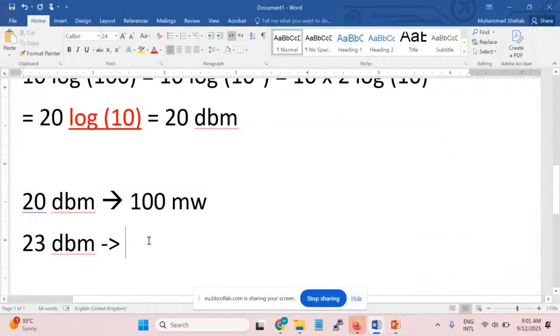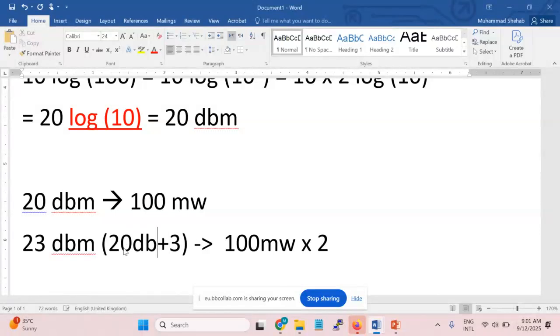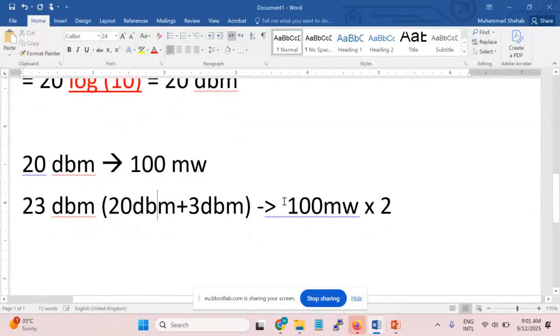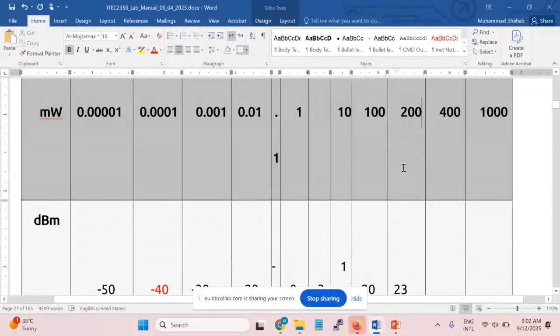So 20 will give me 100 milliwatt, times 2. Why times 2? Because this 23 is 20 dBm plus 3 dBm. So if 20 dBm gives me 100 milliwatt, the addition of 3 in dBm means multiplication by 2 in watt, which equals 200 milliwatt. And this is the value that I got when I used the calculator, 200 milliwatt.